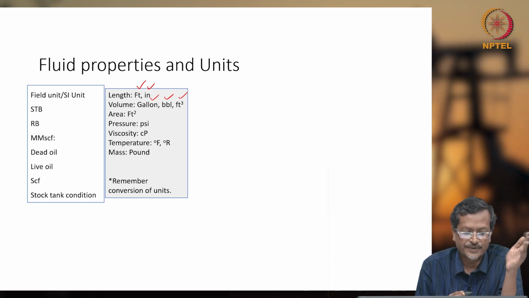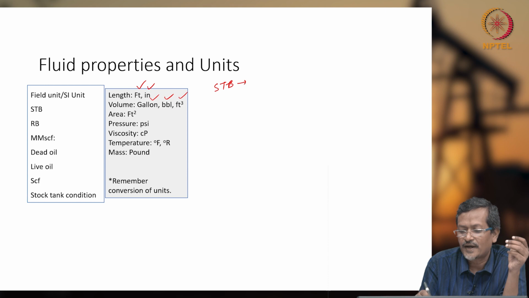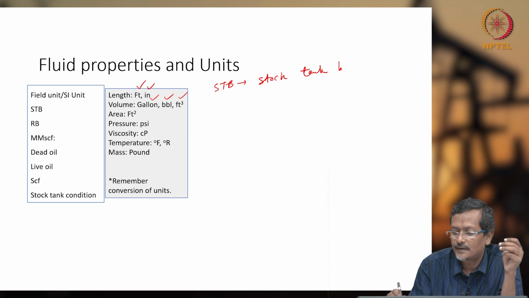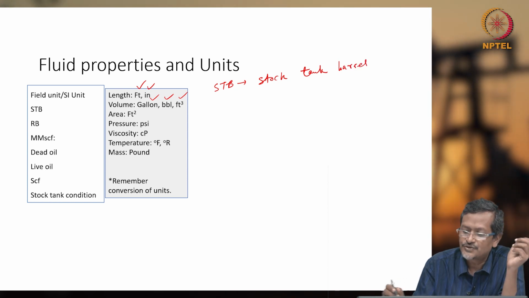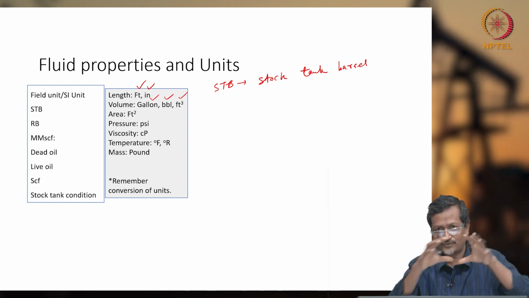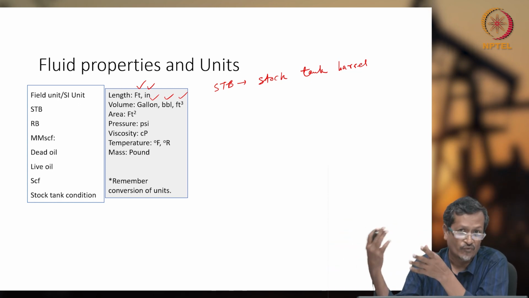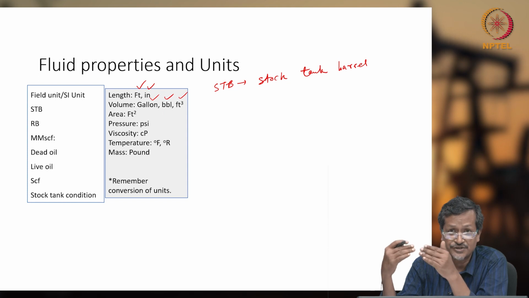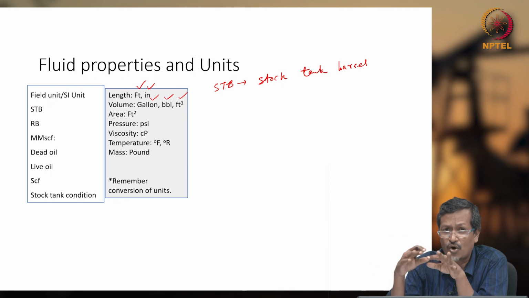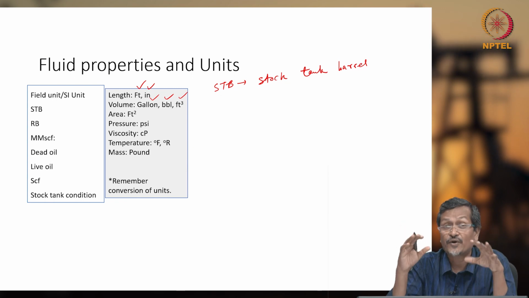And some other terms will be there. They will be using the term STB. STB is stock tank barrel. Stock tank barrel means you got wellbore fluid, wellhead, choke, separator, then you store it in a tank. That tank will contain no volatile component, and temperature and pressure will be standard condition, meaning 14.7 psi and 60 degrees Fahrenheit or normal atmospheric temperature. So there will be no extra pressure or no extra temperature. That is called stock tank condition.